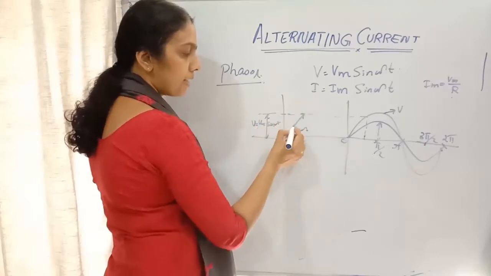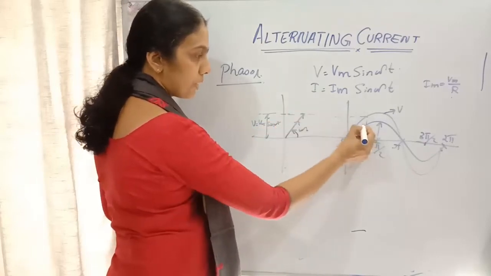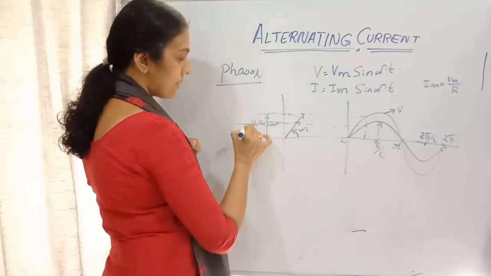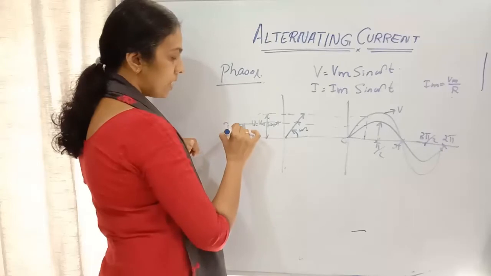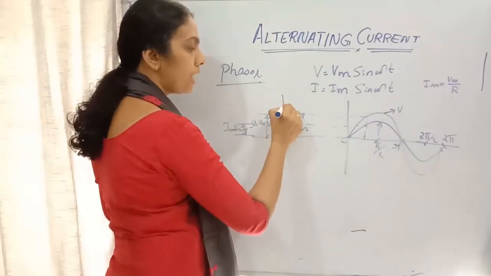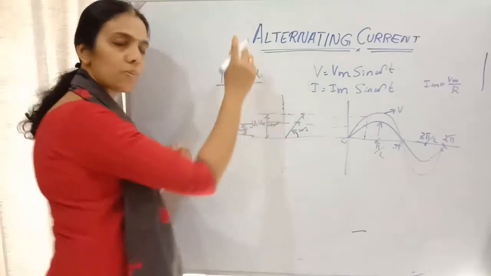What will the current be then? At that time the current will be this much only. So this will be the current value, Im sin omega t. If we represent the maximum value of voltage, where will it come? It will come exactly along the y-axis.